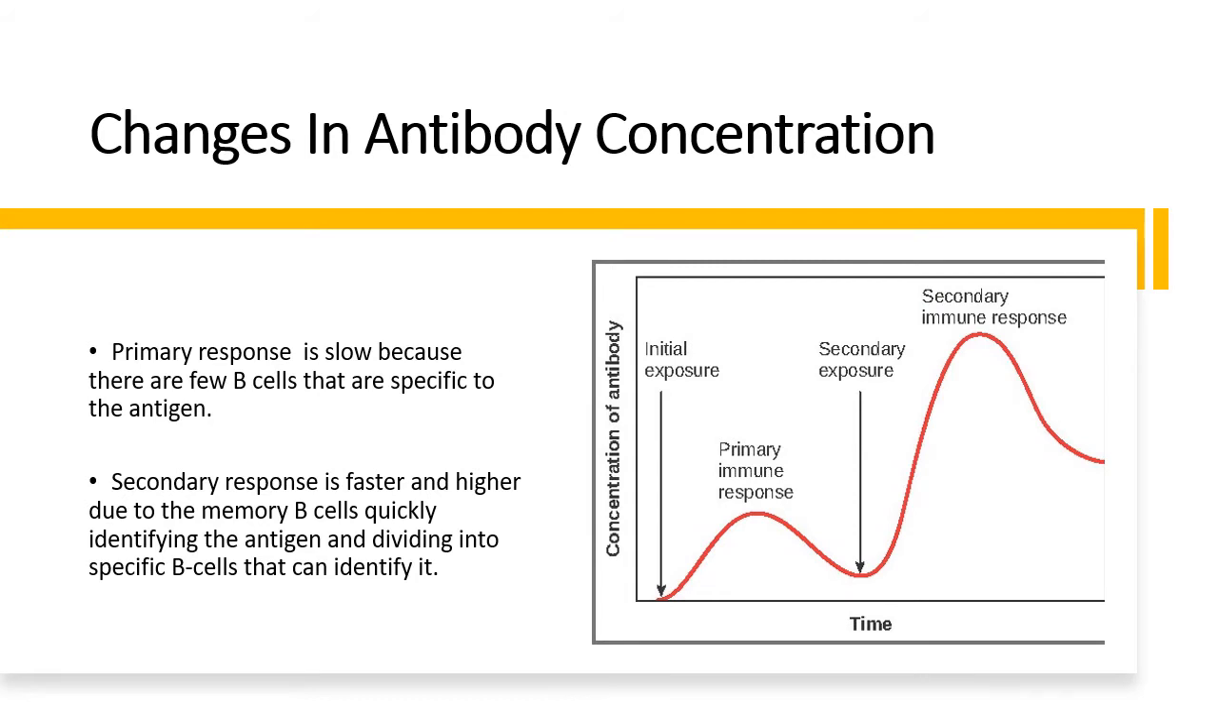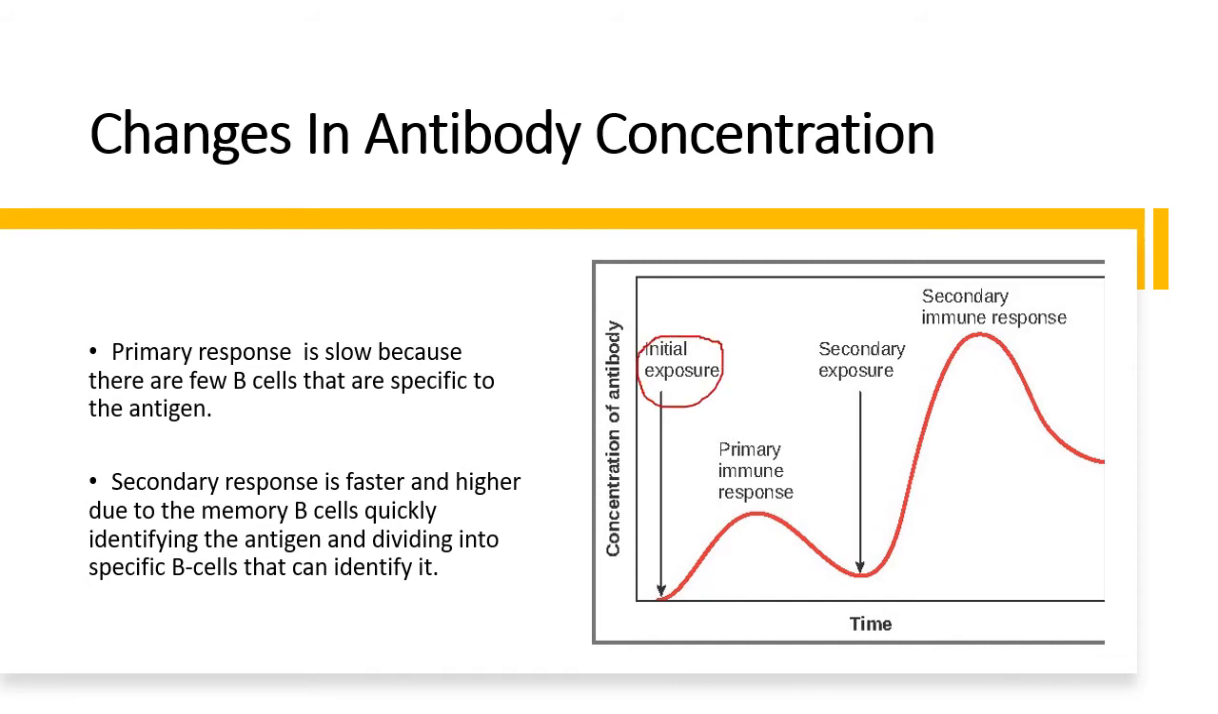Now, what happens when you get an infection? How does that work with the antibodies? There are 2 kinds of responses that your body is likely to elicit, and that's either a primary response or a secondary response. A primary response simply means that your body is encountering an antigen or a pathogen for the first time. So we call that first time initial exposure.